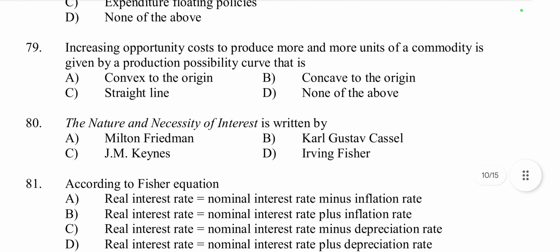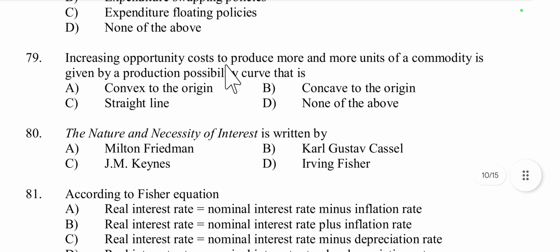Then question number 79, increasing opportunity cost to produce more and more units of a commodity is given by a production possibility curve that is convex to origin, concave to origin, or straight line. Production possibility curve PPC shape is convex or concave. PPC shape is concave to the origin. Production possibility curve is concave to the origin. So option B is the right answer, because it reflects law of increasing opportunity cost. Resources are not equally efficient in all uses.